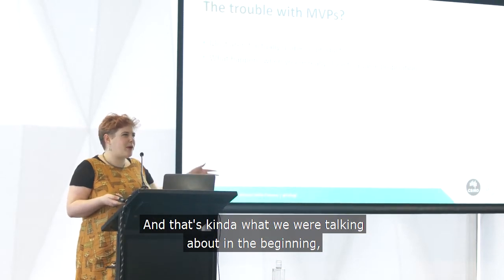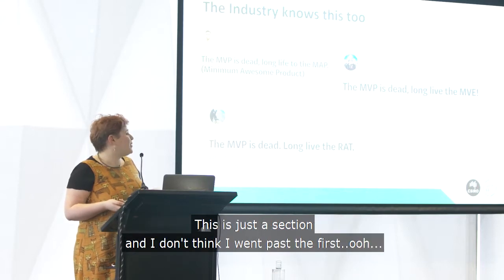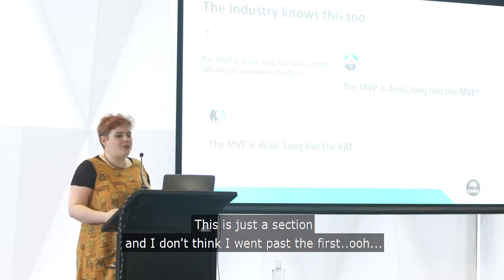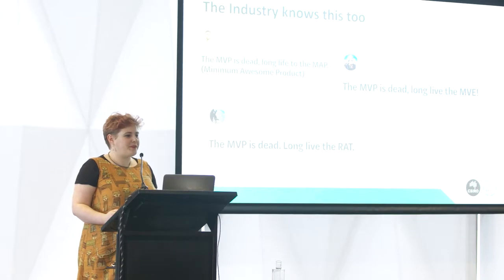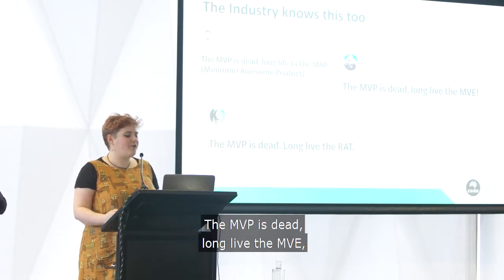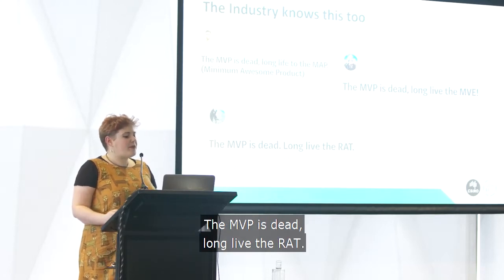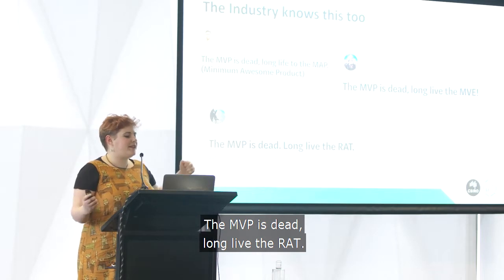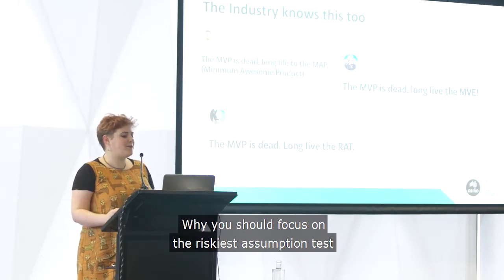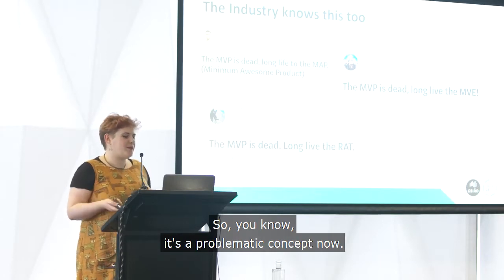And that's kind of what we were talking about in the beginning, that this might be old hat, because the industry knows this too. This is just a section, and I don't think I went past the first page of Google. So we have the MVP is dead, long live the MAP, the minimum awesome product. The MVP is dead, long live the MVE. Whatever that was, I didn't get the second line, sorry. The MVP is dead, long live the RAT. Why you should focus on the riskiest assumption tests and forget about MVPs. So, you know, it's a problematic concept now.